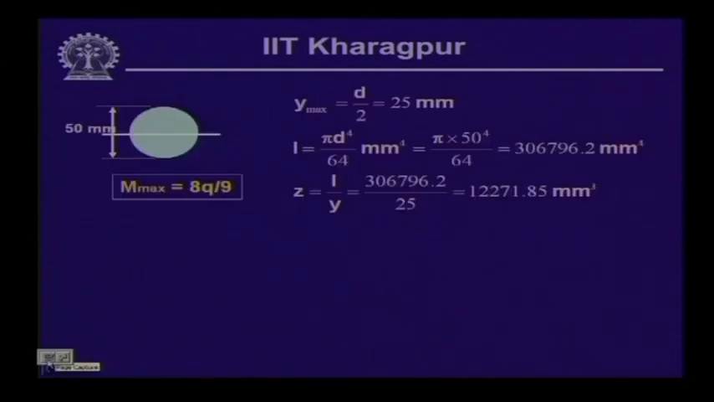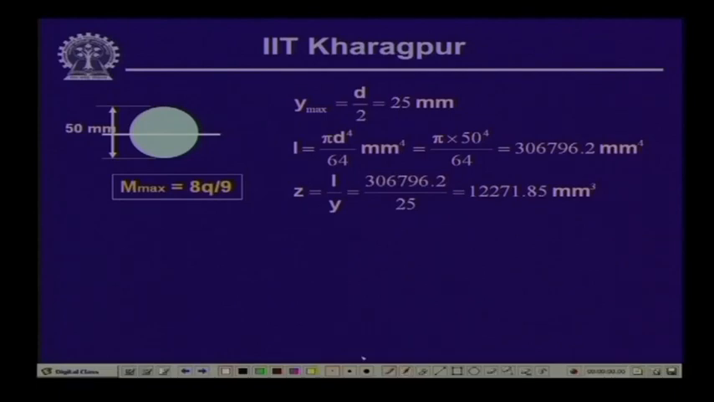Now, if we look into this particular configuration, the cross section of the beam is a circular one, and the neutral axis lies at the centroid of the cross section, which divides the section in two halves, and thereby the maximum distance y is equal to d by 2, which is equal to 25 millimeter, and the moment of inertia of the cross section with respect to the neutral axis is equal to pi d to the power 4 by 64, where d is 50, and this is the value of the moment of inertia that we get.